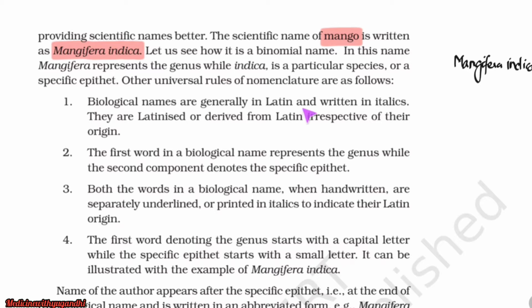So binomial names are generally in Latin, and written in italics. Then the first word in the biological name represents the genus, that is the generic name, while the second component denotes the specific epithet. So when these biological names are handwritten, both the words, that is the generic name and the specific epithet, are separately underlined or printed in italics. When printed, it is printed in italics to indicate their Latin origin.